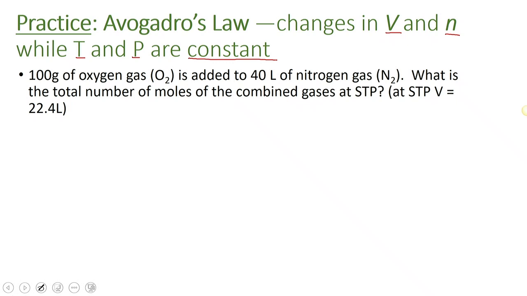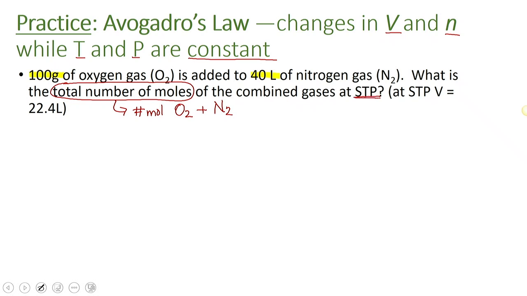So let's see what we're given. We're given 100 grams of oxygen is added to 40 liters of nitrogen gas. What is the total number of moles of the combined gases at STP? So we want to know the total number of moles. So what is that? The number of moles of oxygen plus nitrogen gases. Okay? And it's asking us at STP.